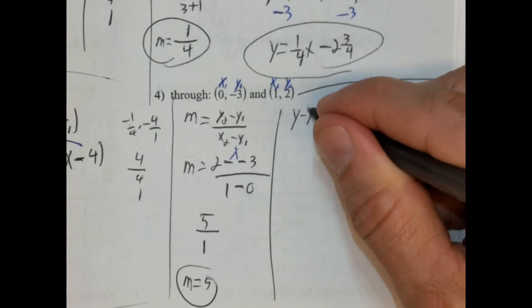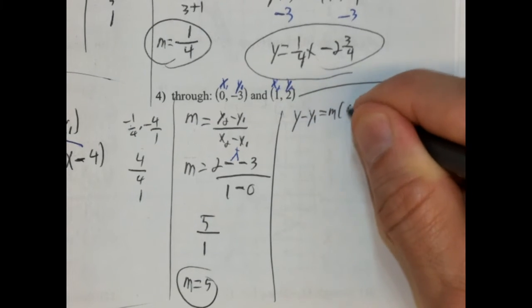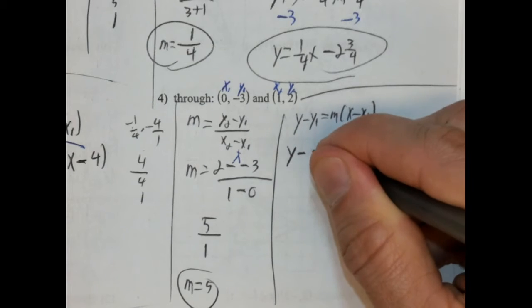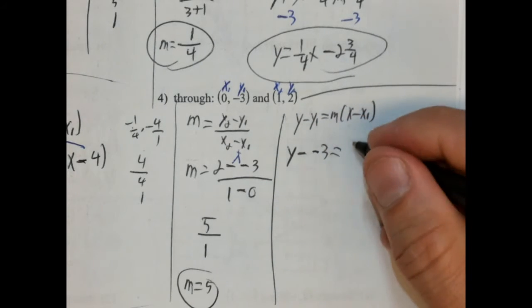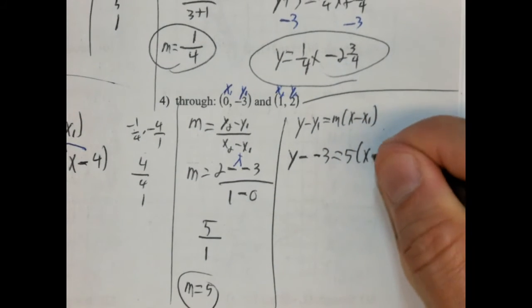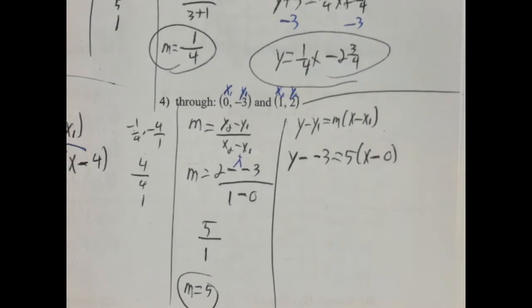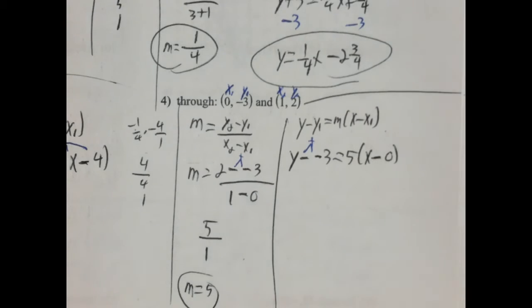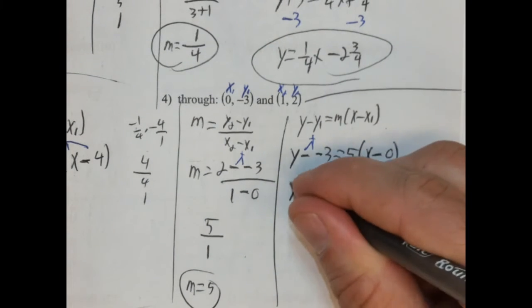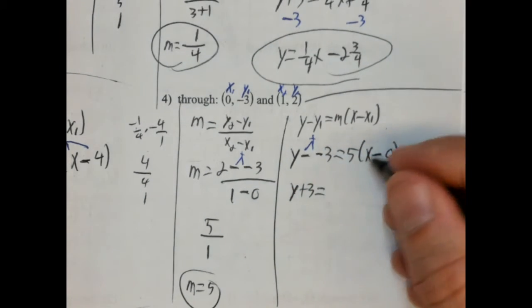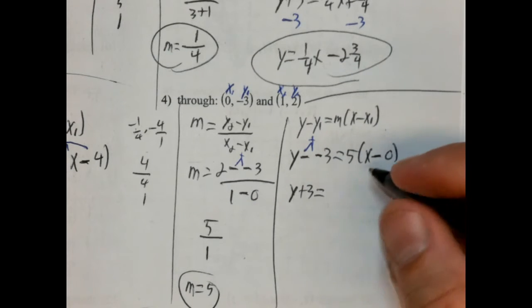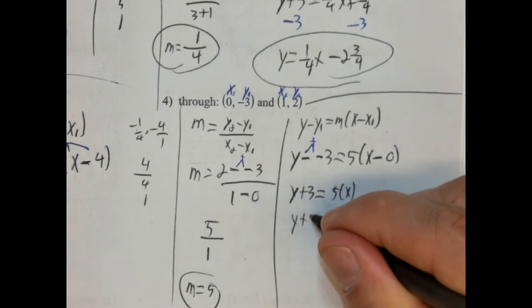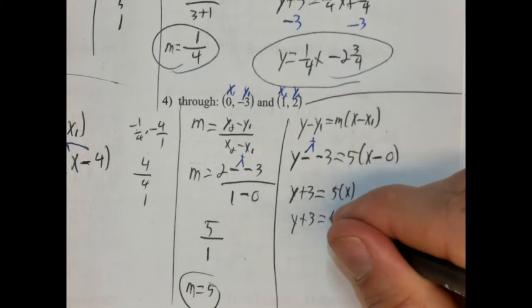So y minus y1 equals m parentheses x minus x1. Y minus -3 equals m, which is 5, parentheses x minus 0. So subtract a negative, really plus. Y plus 3. And then x take away 0 is x, so we have 5 times x. So y plus 3 equals 5x.